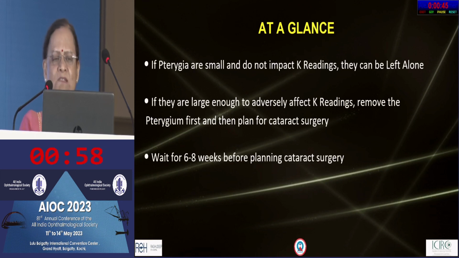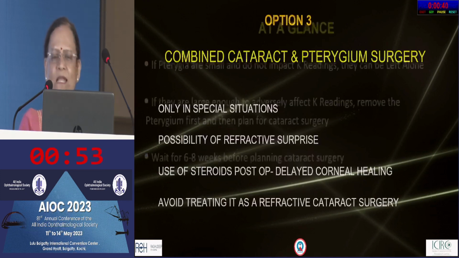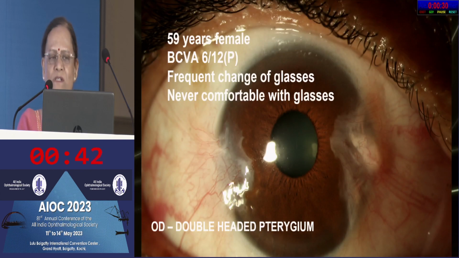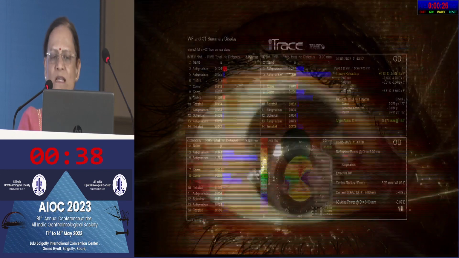If pterygia are small, do not impact, and do not impact K readings, they can be left alone. Option 3 is a combined cataract and pterygium surgery. This we do not advocate as much as possible because you will not be able to give the best visual outcome to this patient. This is a patient with a double-headed pterygium, and she was always uncomfortable with her glasses.